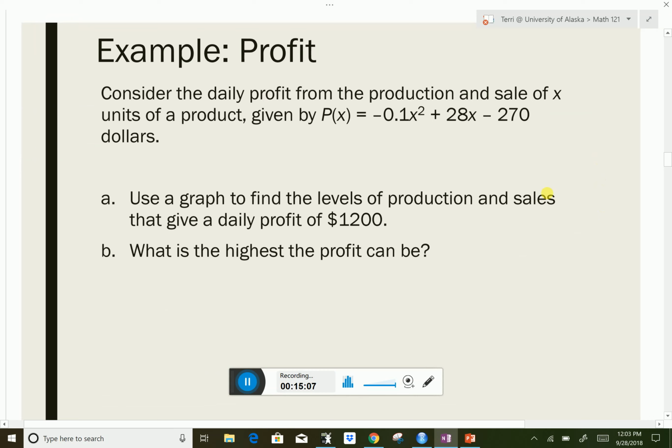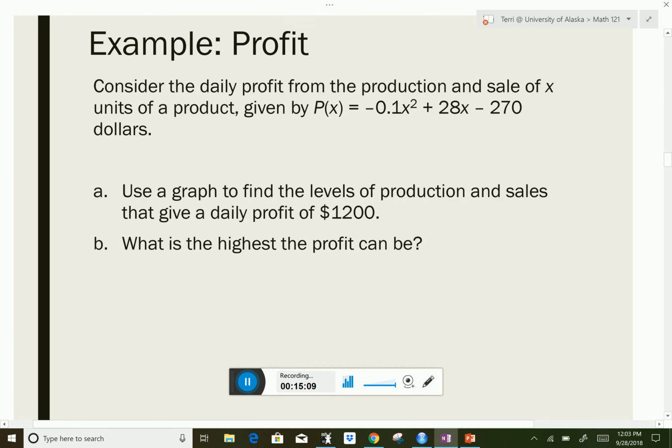So now we're getting into profit. So this is the new stuff. So consider that daily profit. Daily profit. Any Harry Potter fans watching?